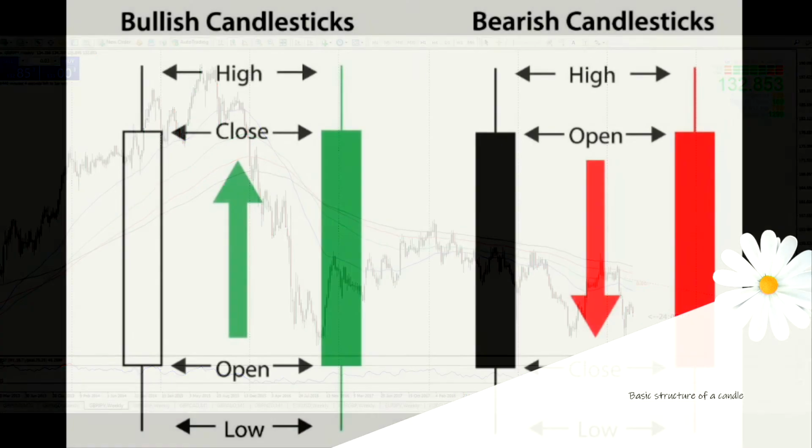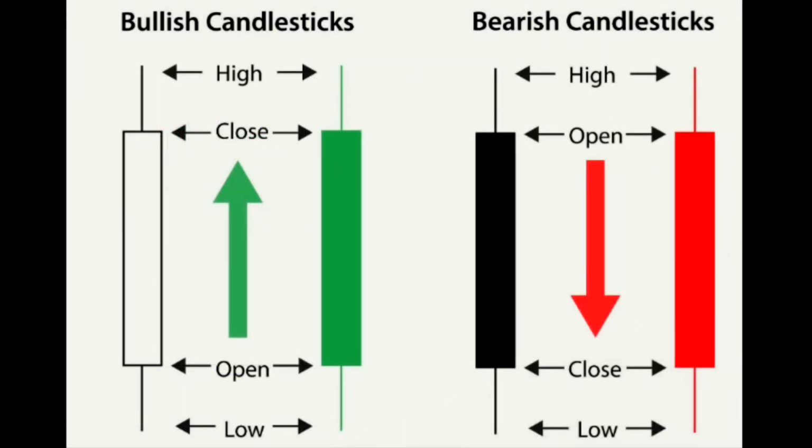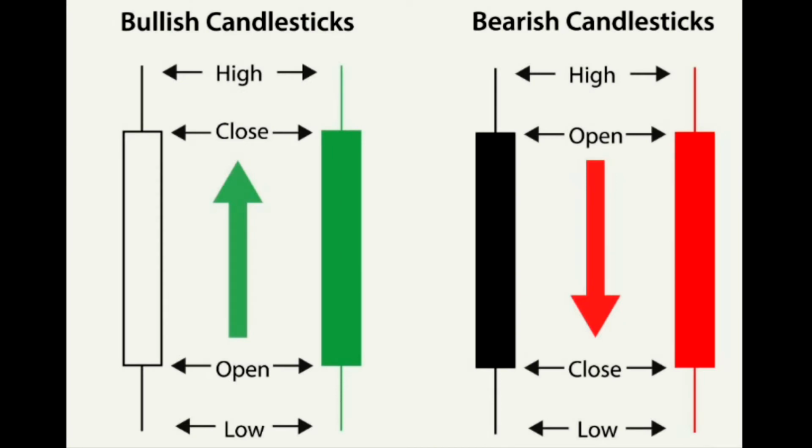So the first thing we need to do is take a look at the basic structure of a candlestick. MT4 supports any colours you like for candles, but conventionally we have white for a bull candle and black for a bear candle, or green for a bull candle, red for a bear candle. I personally use red and green. My charts look like this, but the choice is yours.